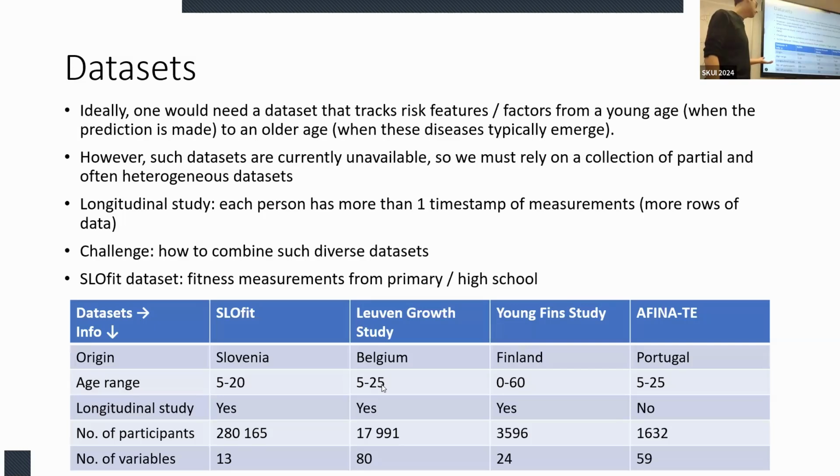Just to give you some idea, for Slowfit, we have approximately 280,000 people. Then for the Belgian study, we have 18,000 people. For Young Finns, 3,500, and for the Portugal data set, 1,600.